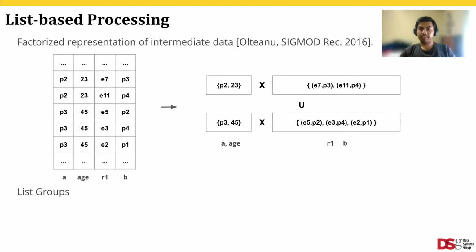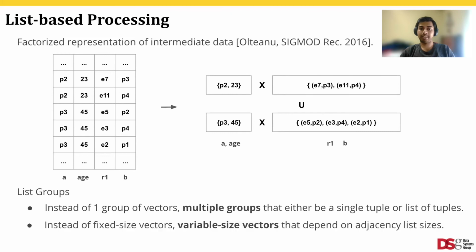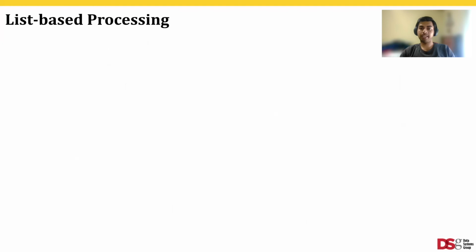In our implementation, a single intermediate data chunk is made up of a number of list groups, which have three properties. First, it can either be a single value or a list of values. Second, the size of the list group is not fixed and takes the size of the adjacency list that it holds. And third, they do not materialize adjacency lists and just hold a pointer to the relevant adjacency list. We now run a simulation demonstrating our list-based processing.